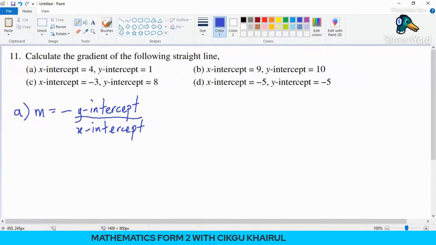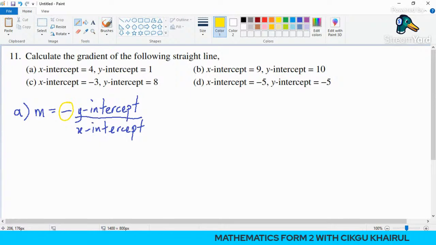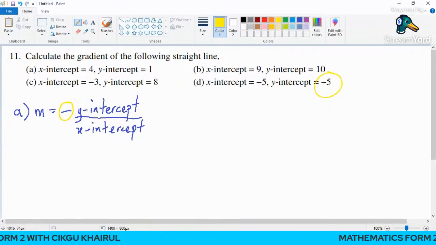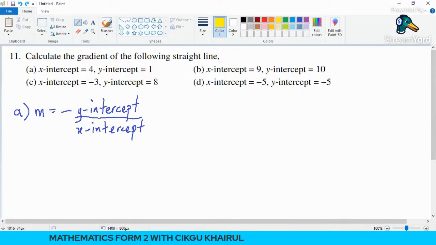So common mistake with student, I always forgot to write the negative. Always forgot to write the negative, especially if the y-intercept is a negative value, like question D. Always wrong for question like this, especially question D. Always forgot to write the negative. Okay. So we use the formula now.